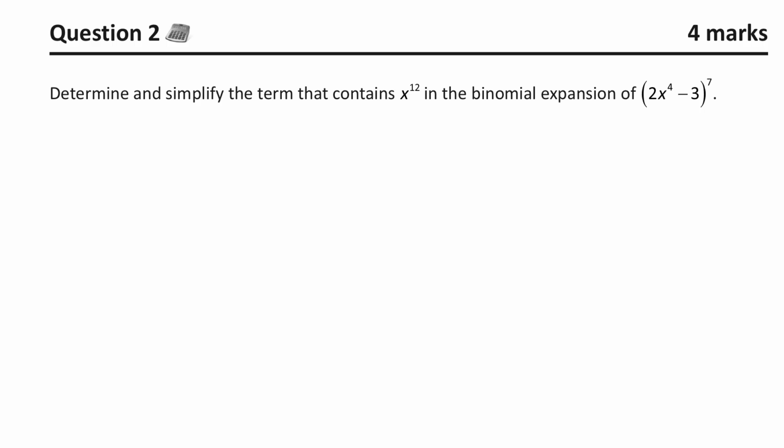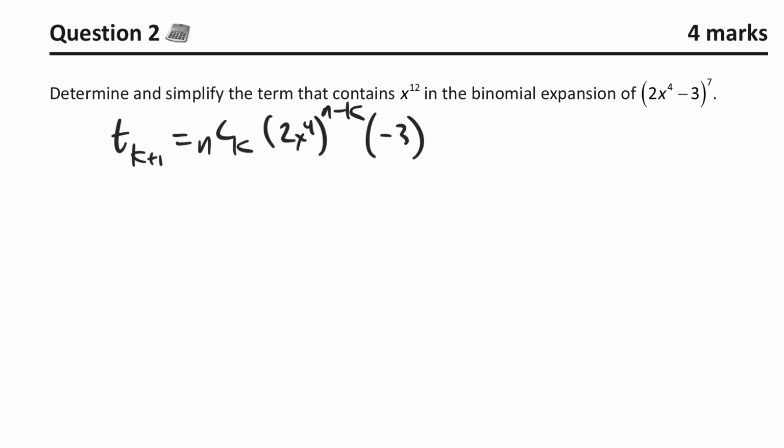Question 2, determine and simplify the term that contains x to the 12 in the binomial expansion of this. Well, we don't know the term, so we have to determine the term. We're probably going to need that term formula, right? Tk plus 1 is going to be nCk, (2x to the 4) to the n minus k, (minus 3) to the k.